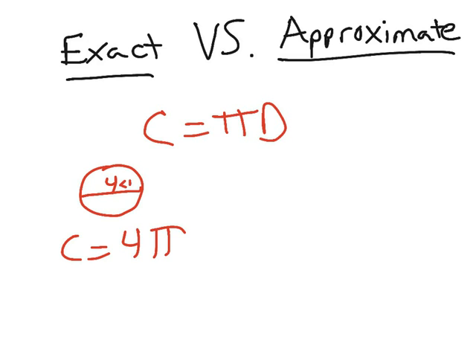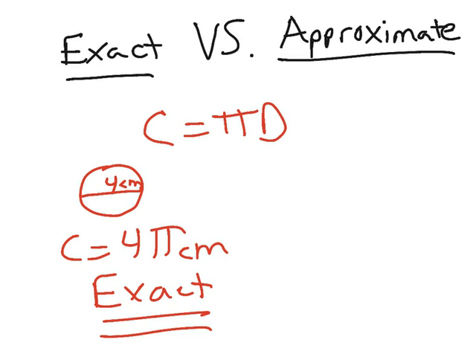Let's give it a label here. Let's say it's centimeters. 4 pi centimeters. So is that an exact answer or is that an approximate answer? Well, that one happens to be an exact answer. There is no rounding in that problem at all. Well, what would an approximate answer be?